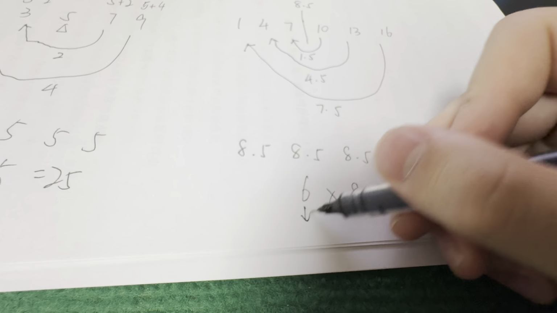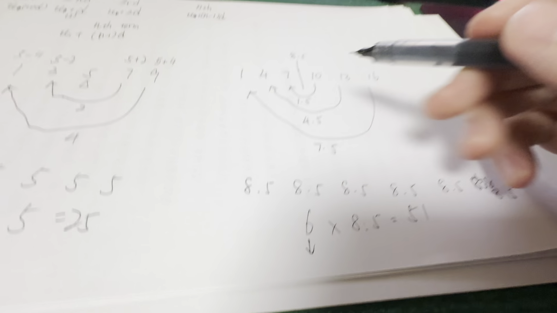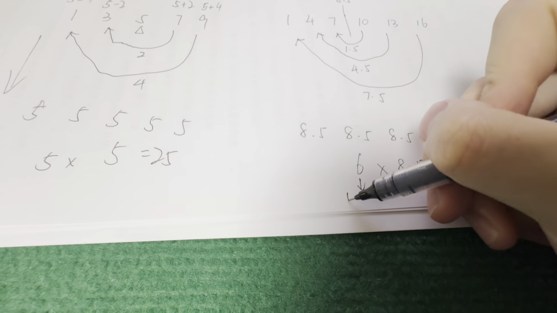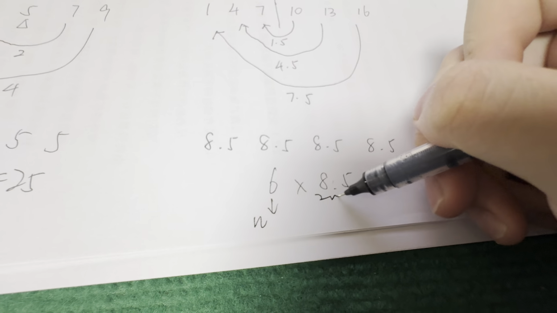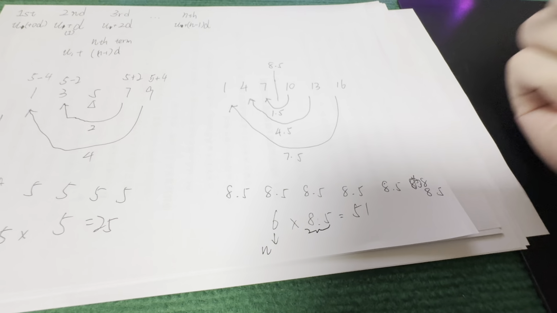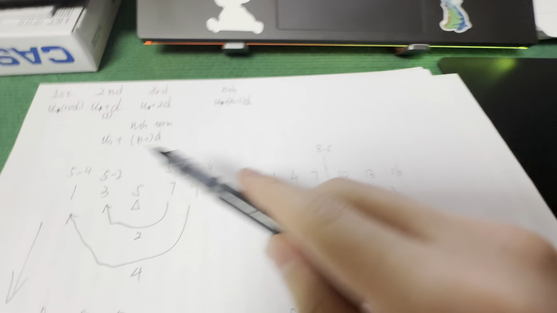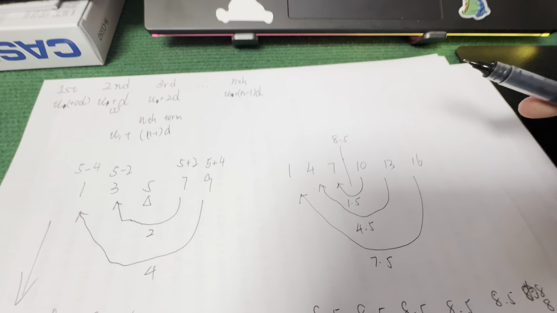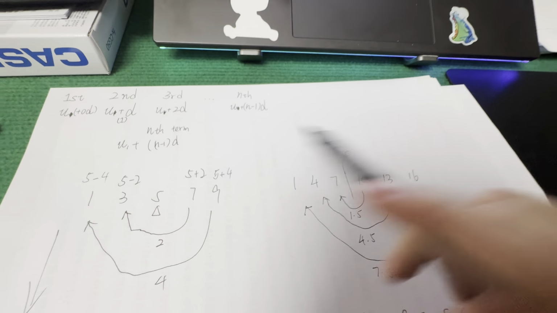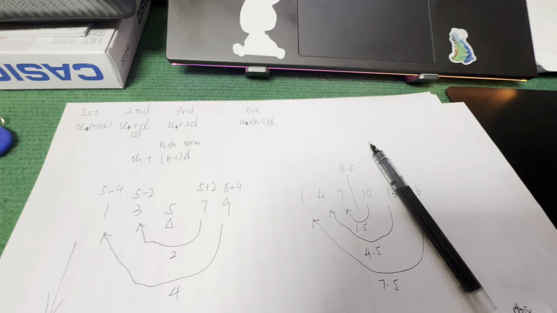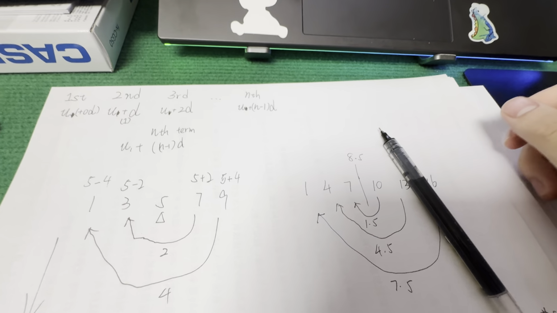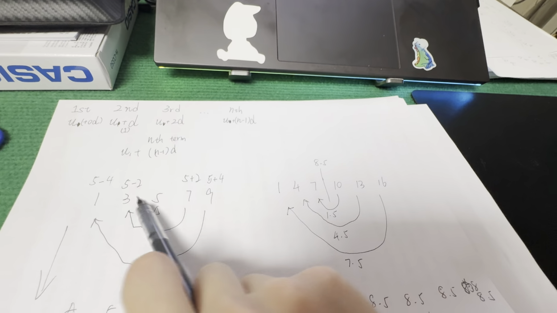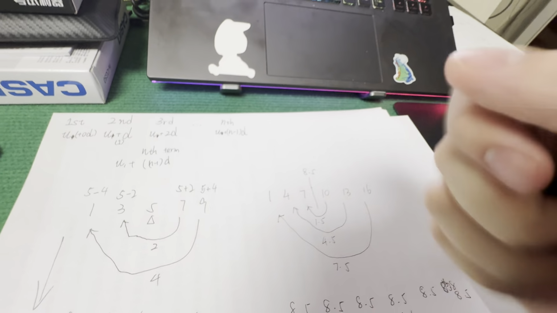So 6 means how many terms we have, so it means the first n terms. So it means n here, and 8.5. How can we get 8.5 faster? If it is just 5 or 6 terms, we can just calculate it. But if it is longer, like for example 101 terms, how can we find the middle point? Yes, use first term plus last term added together divided by 2. We can always get the middle point.